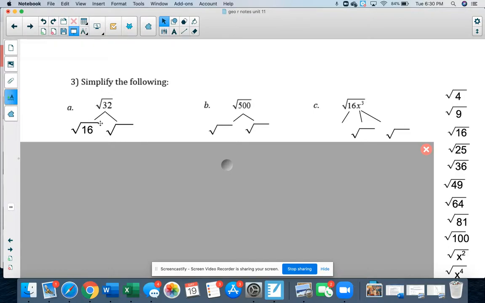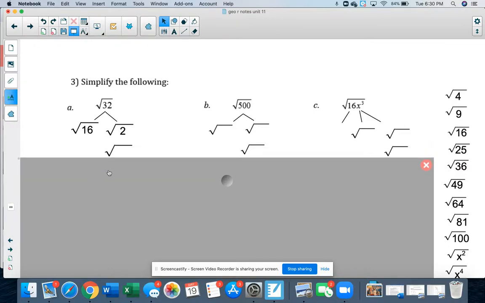And now I'm saying 16 times what is 32? Or 32 divided by 16 is 2. It's important that I write this perfect square right here first, because that's what's getting simplified. We know the square root of 16 is equal to 4, and then this square root of 2 will just stay square root of 2 forever and ever.